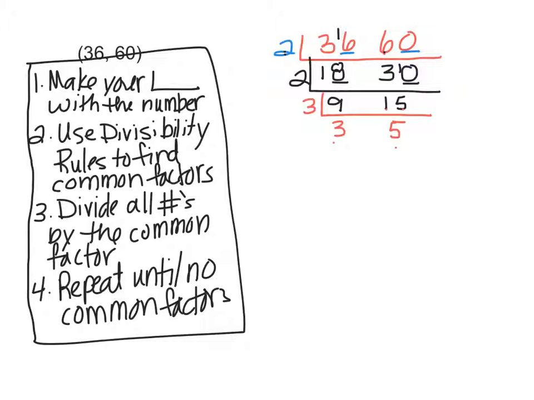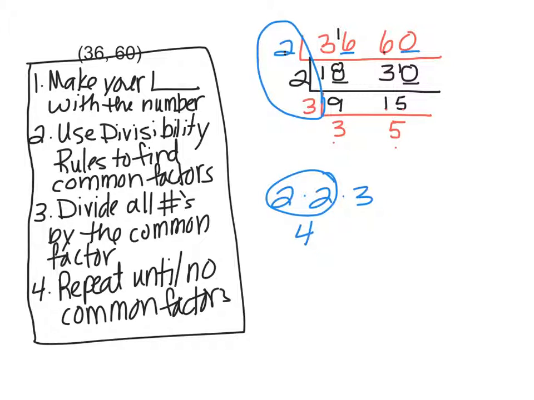To find the GCF, remember at the beginning of the video, we circle the numbers on the left and we multiply them. 2 times 2 times 3. 2 times 2 is 4. 4 times 3 is 12.